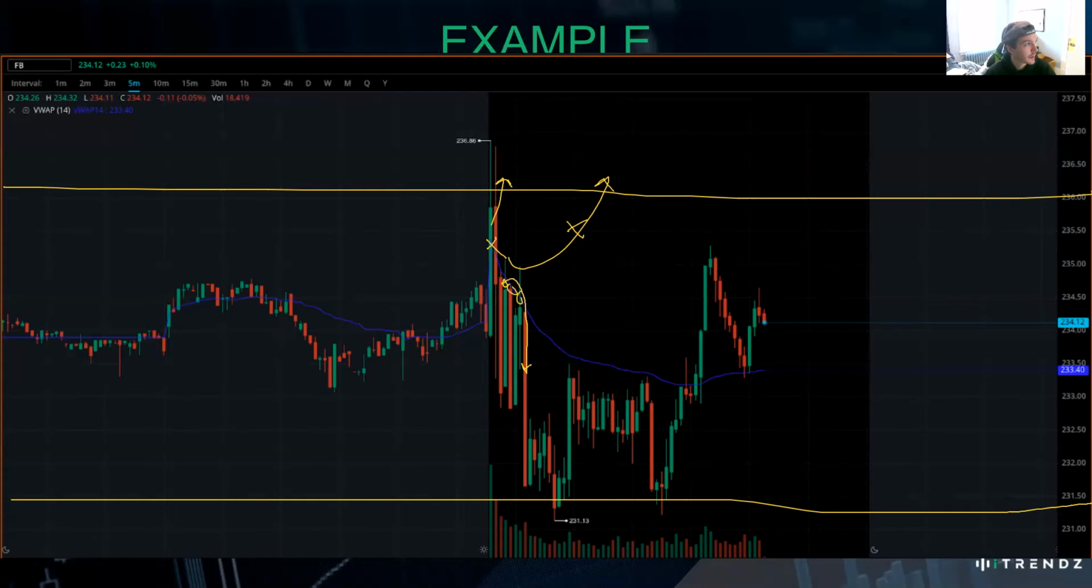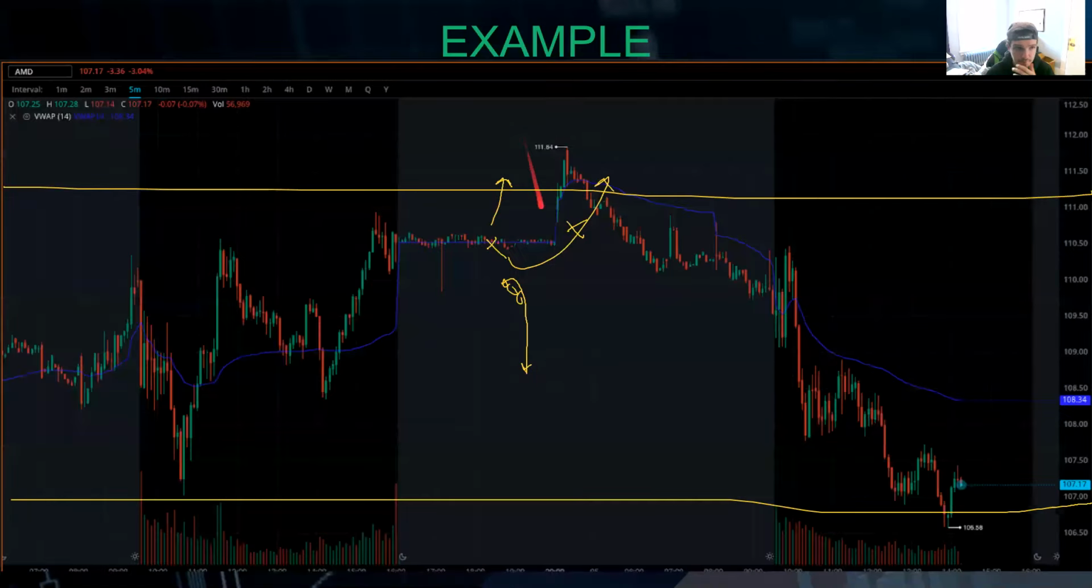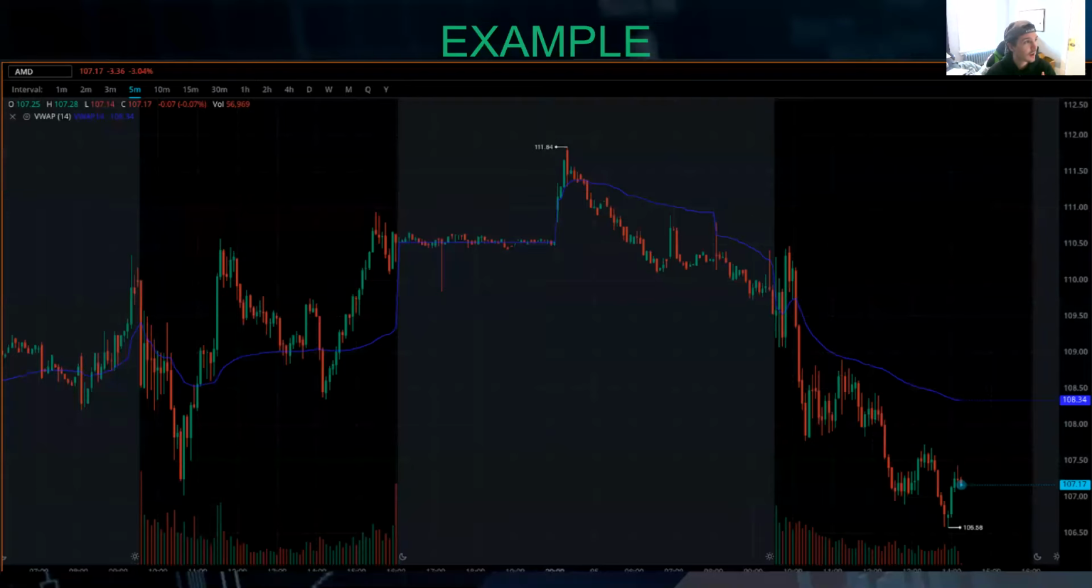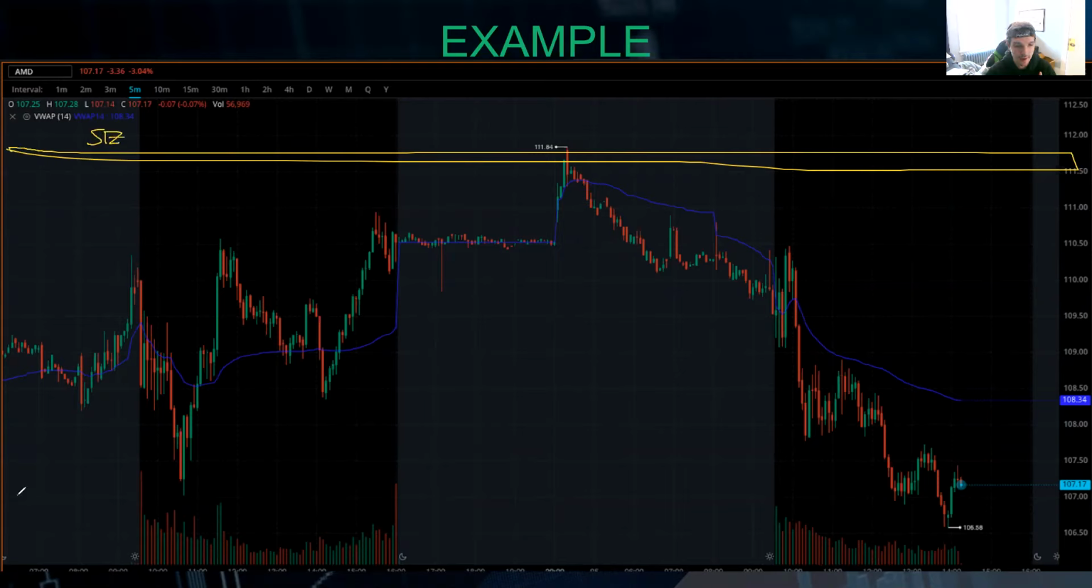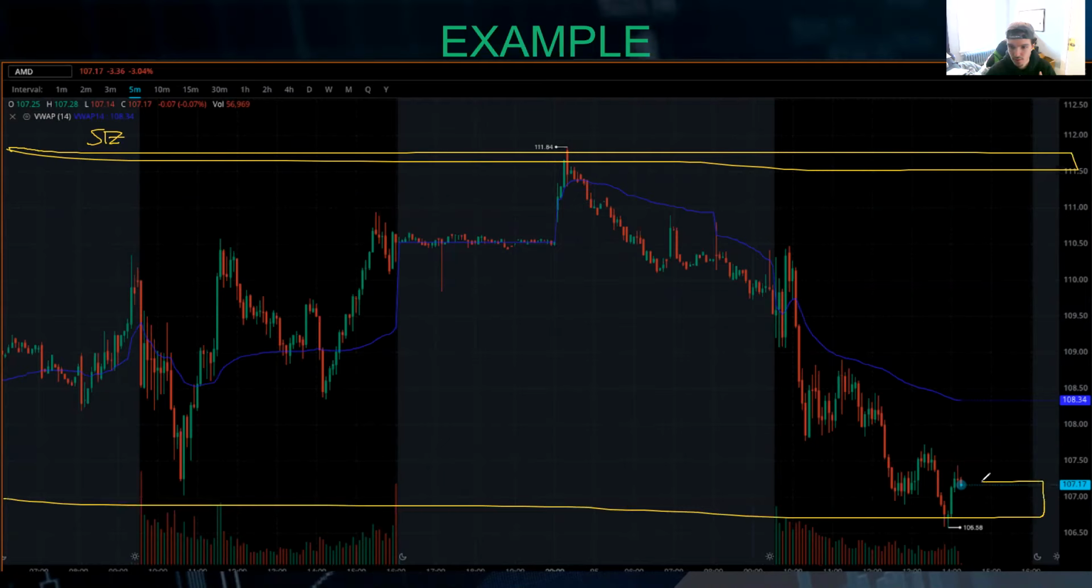So let's go to the next page here, the next example, excuse me. This is AMD. Oh, I got to clear this. So let's draw our supply zones, demand zones, resistance, support, whichever you prefer. I like supply zones and demand zones. Obviously, it's going to be a little off here. Demand zone, supply zone, resistance, support.